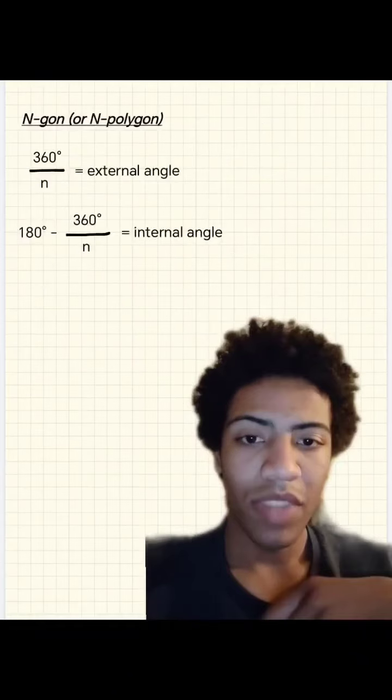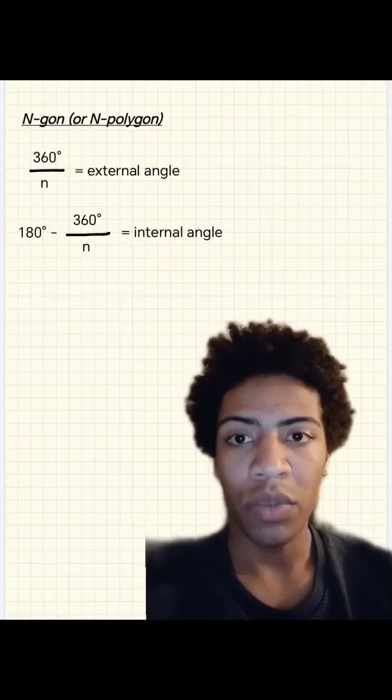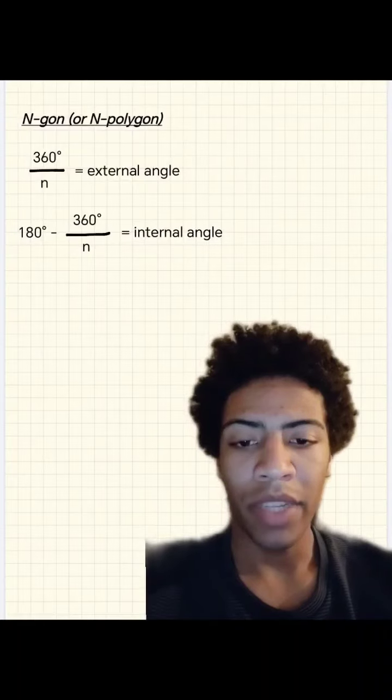Yeah. Now this gives you these formulas. The external angle is 360 degrees divided by n, n being the amount of angles that the form has. And then the internal angle is 180 minus 360 divided by n. So 180 minus the external angle.